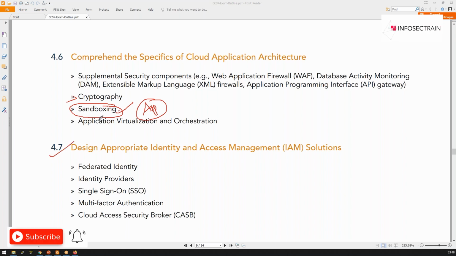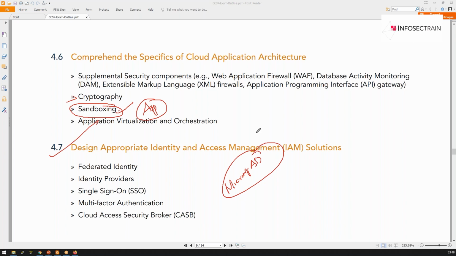Then we have design appropriate IAM solutions. Let's say, team, the main challenge every company faces is that they have a lot of applications and a lot of services. Companies must have a mechanism to ensure that their users are able to log into multiple platforms and multiple vendors. For example, let's say in your company there is a user who is using Microsoft Active Directory. This Microsoft AD user must be able to log into the cloud platform using the same credentials. In the same way, I must be able to generate a credential or token in one cloud provider and use the token in another cloud provider. That's what we call federation.